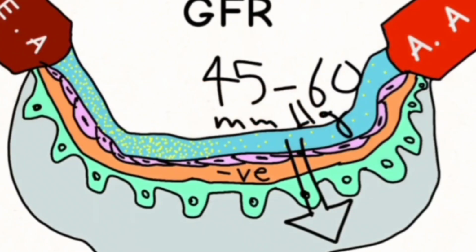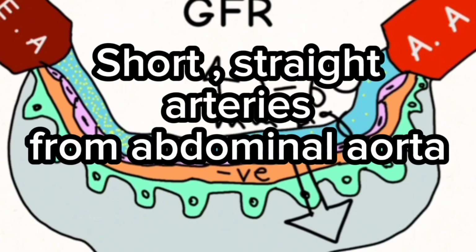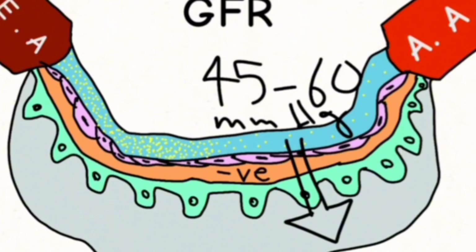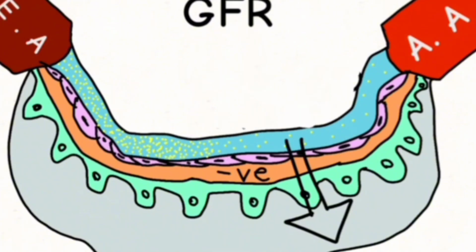Reason number 2, the renal arteries supplying the kidneys are short, narrow, and come straight from the abdominal aorta. Because of their short, direct, and relatively small structure, there is less resistance and higher pressure is maintained, which supports strong filtration throughout the glomerular capillaries.